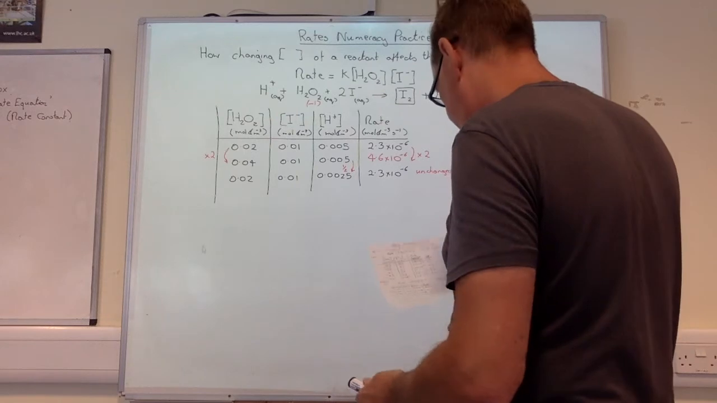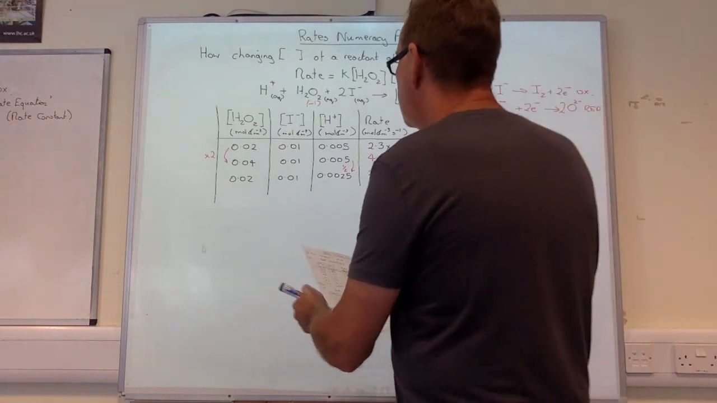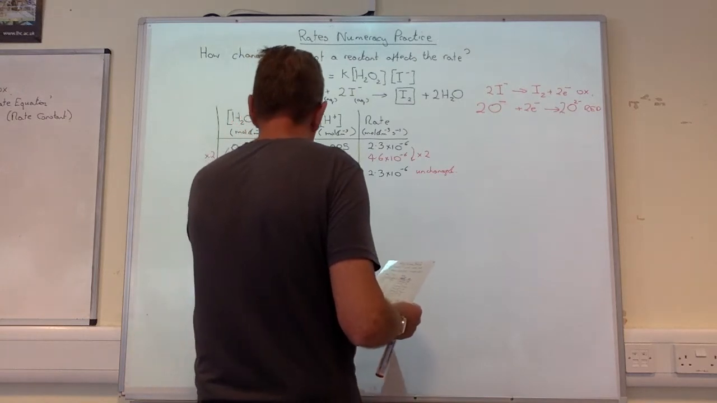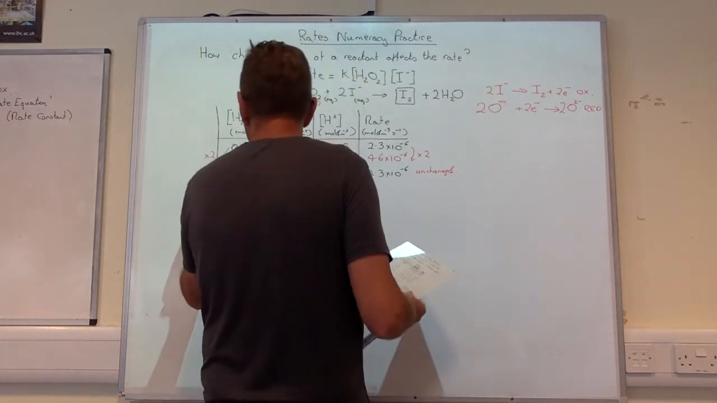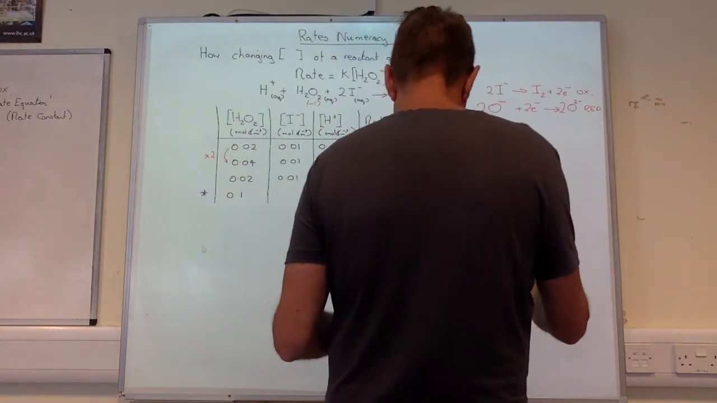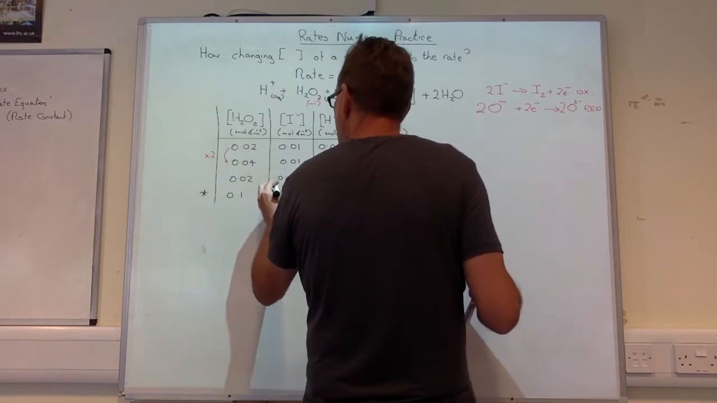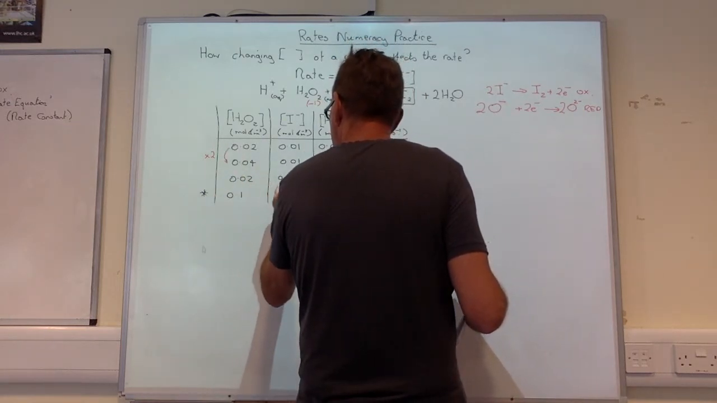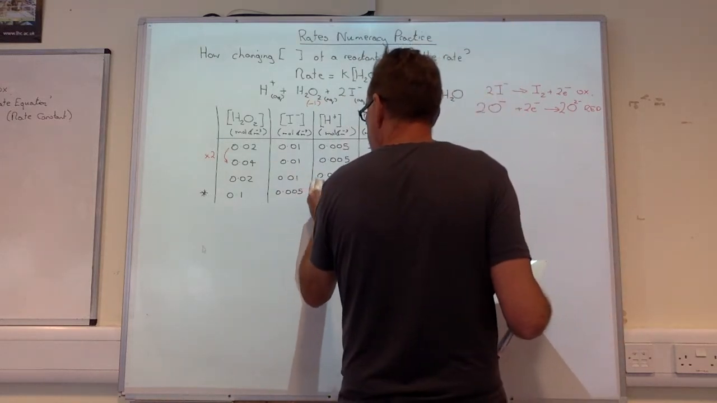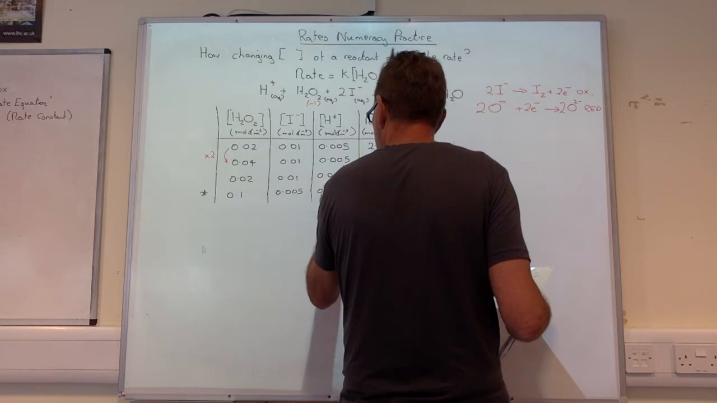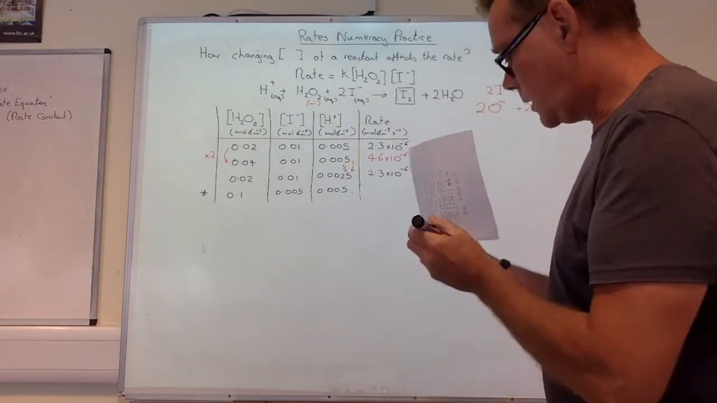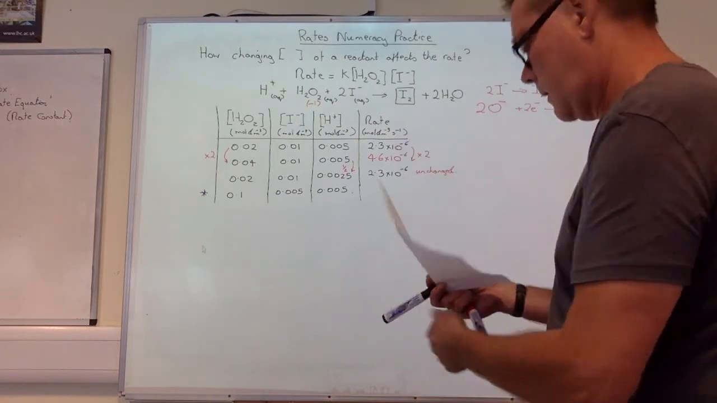Let me do another. Let's go to this one. Bit trickier this, asterisk. Get your head around this one. That's easy so far. 0.1. Okay. 0.005. Now, I couldn't care less what I'm putting in this because there's no effect anyway. 0.005. Right. What will be the rate? Work it out now, please, if you can.